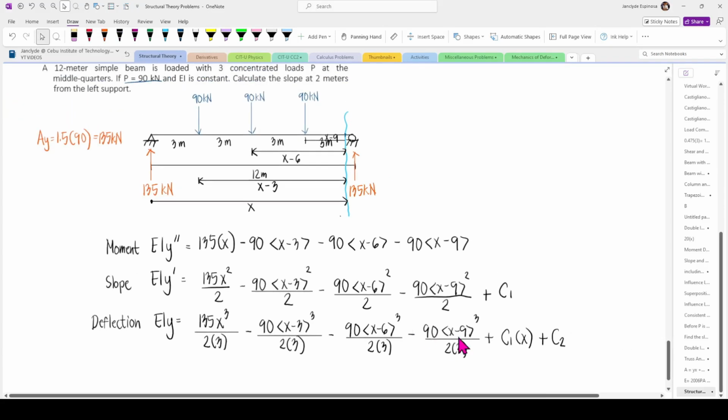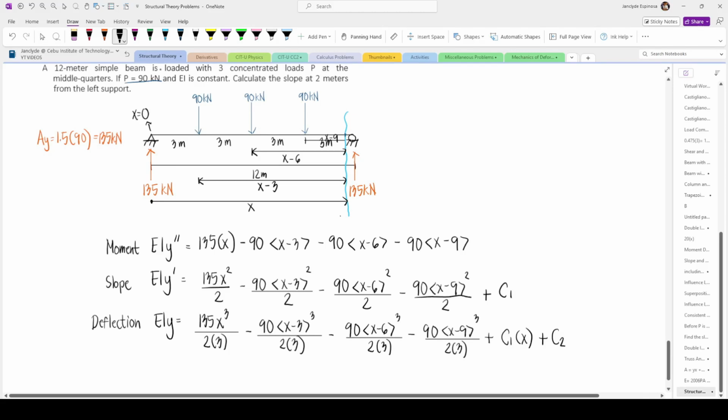Now sir, how can we solve C1 and C2? To solve C1 and C2, you have to apply the boundary conditions. Now, it occurs at the support, so let's check the distances. Bale, at this point, we have a hinge. So, dito yung support. Now, this is at x equals 0.